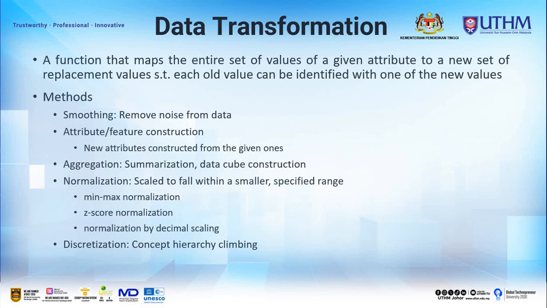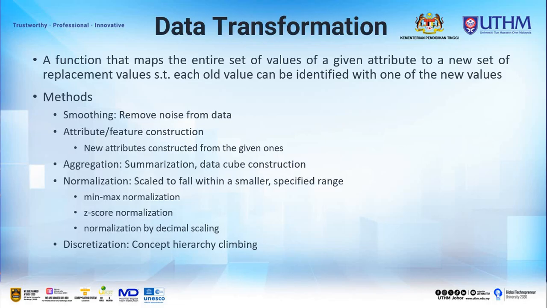Data transformation basically is a function that maps the entire set of values of a given attribute to a new set of values. Okay, it's trying to replace the existing value. So this ensures that each old value can be uniquely identified with one of the new values. Essentially, it involves altering the data to make it more suitable for analysis or modeling.